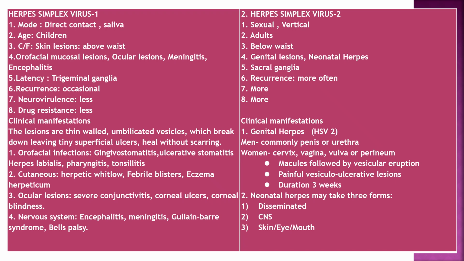Clinical manifestation in herpes 2: genital herpes. In men, commonly the penis and urethra; in women, the cervix, vagina, vulva and perineum. Macules are followed by vesicular eruption, with painful vesicular ulcerative lesions. Neonatal herpes may take three forms: disseminated, CNS, and skin, eye, mouth involvement.